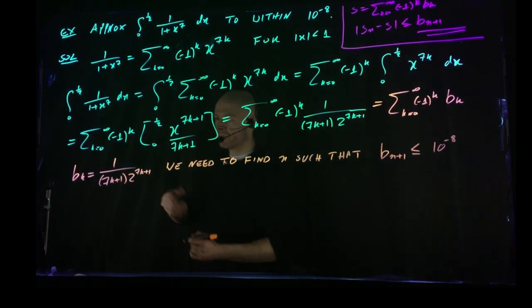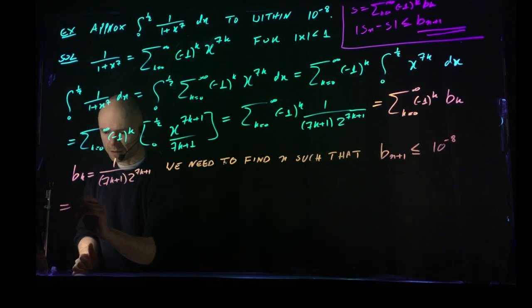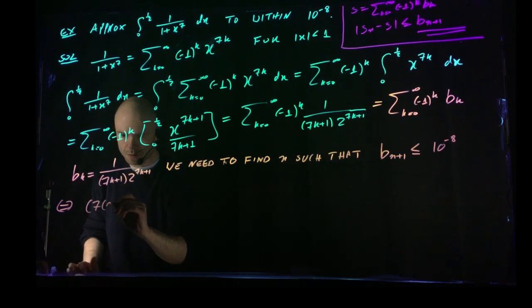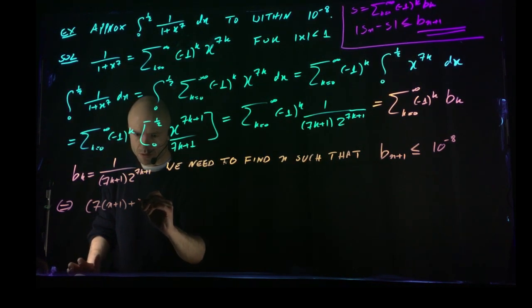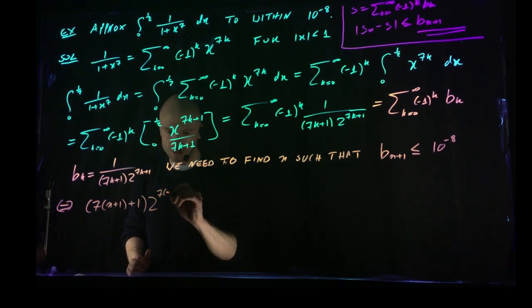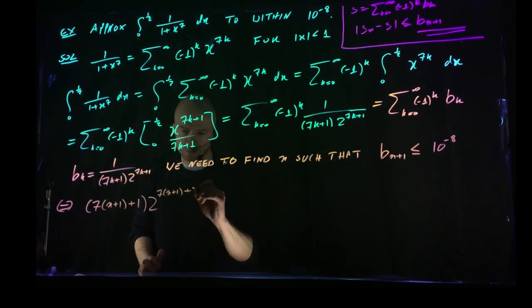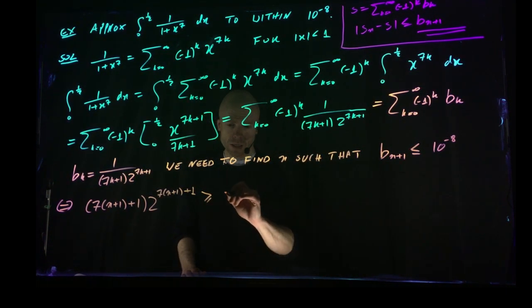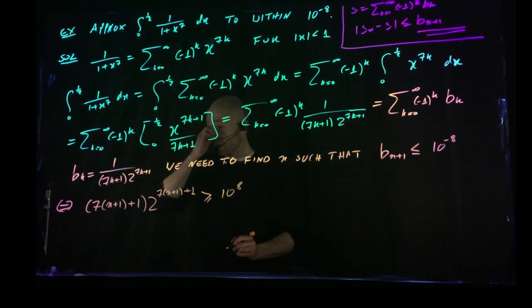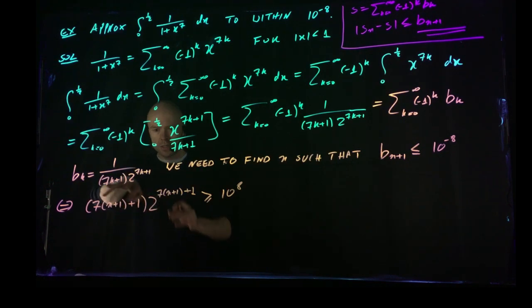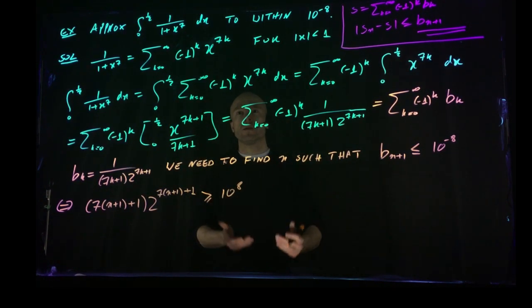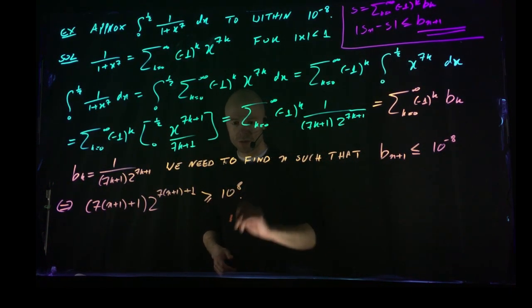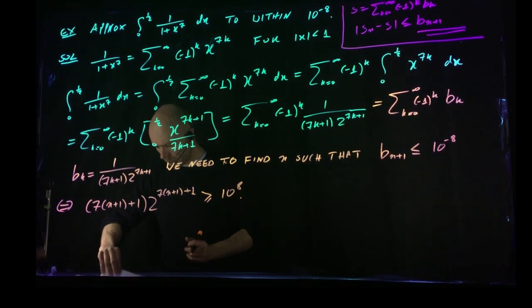Okay. And that is the same as asking that 7 times (n+1) plus 1, times 2 to the 7(n+1) plus 1, we want this to be bigger than 10 to the 8, right? So the smallest n we can find such that this is actually true is the number of terms we need to get this answer to within 10 to the minus 8. So then we do some plugging in numbers into our calculator.